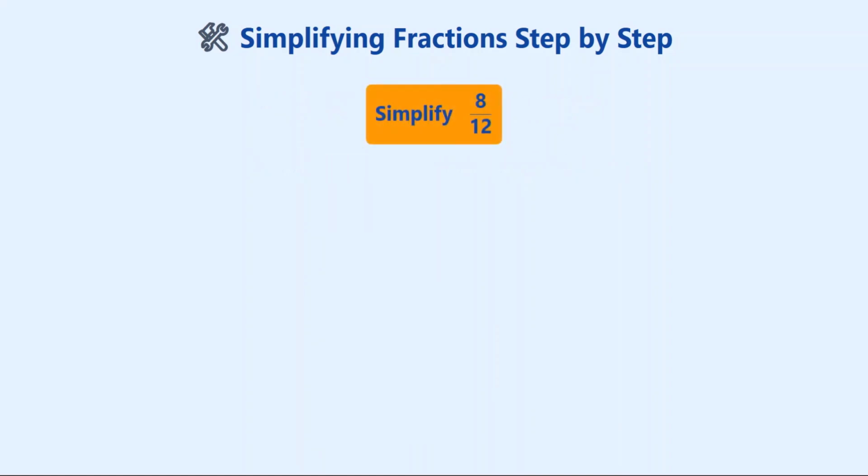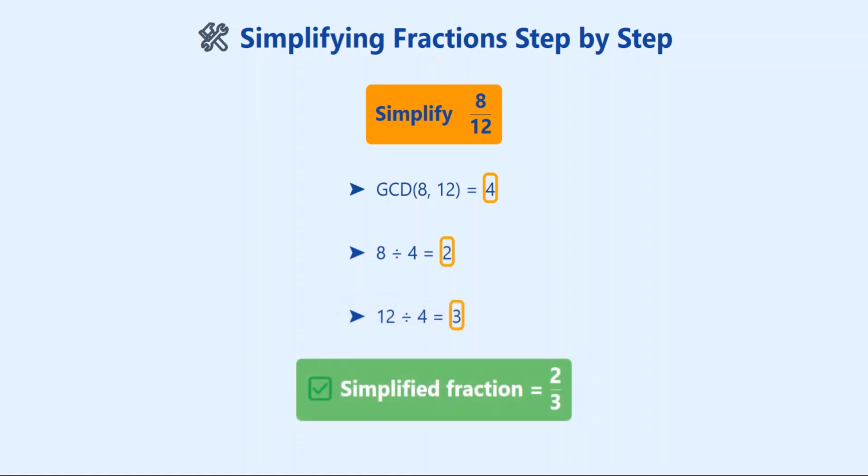For example, let's simplify 8 over 12. The greatest common divisor of 8 and 12 is 4. Now let's divide both numbers by 4. 8 divided by 4 is 2. And 12 divided by 4 is 3. That gives us 2/3. So the simplified fraction is 2/3.